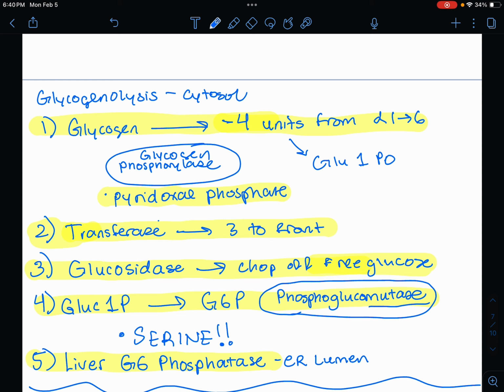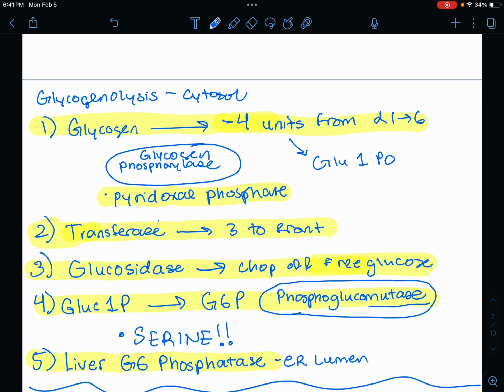We're going to be using something called pyridoxal phosphate, and this is going to be able to use that phosphorylated cleavage.